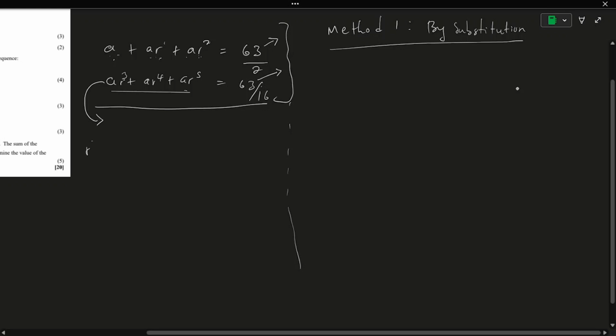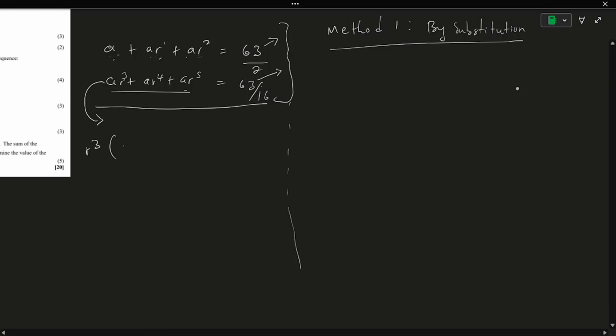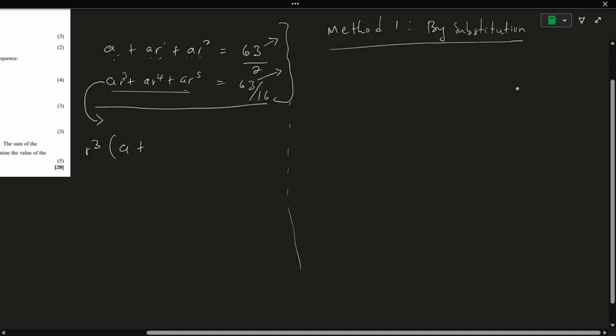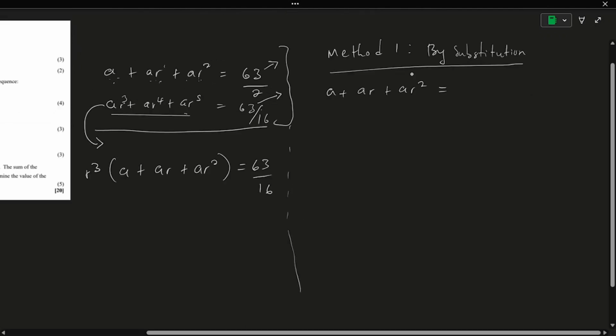So in other words, we can try to factor out R cubed, because in this case, we will only be left with A in the first term. So if we divide AR cubed by R cubed, we get A, and AR to the power 4 divided by R cubed, that's AR, and you can see the pattern, this is AR squared, which is now being equal to 63 divided by 16, right? So we have A plus AR plus AR squared, apologies, this is squared, being equal to 63 divided by 2, and we have R cubed times A plus AR plus AR squared, being equal to 63 divided by 16, right there.